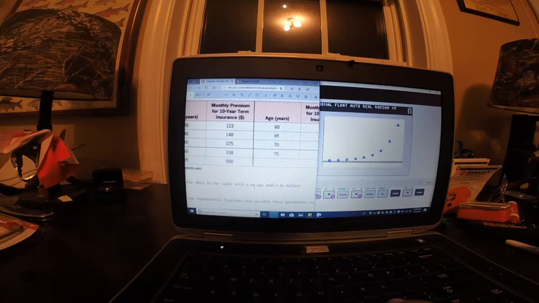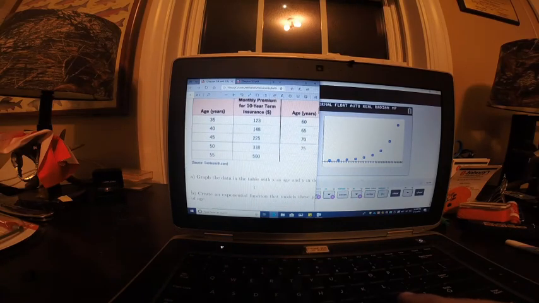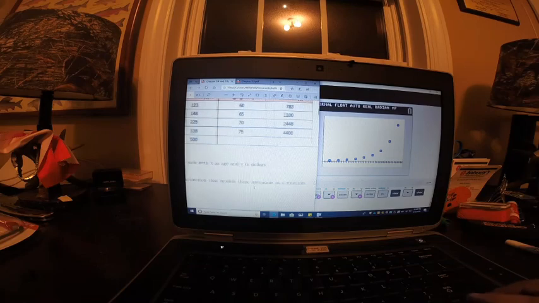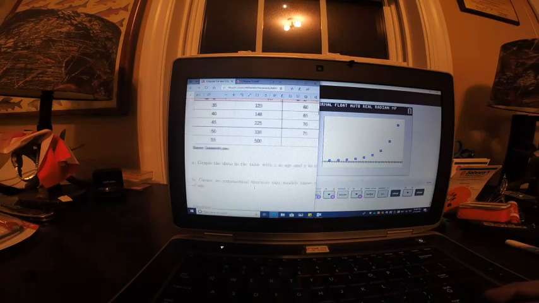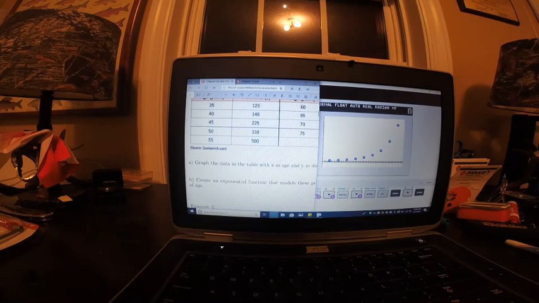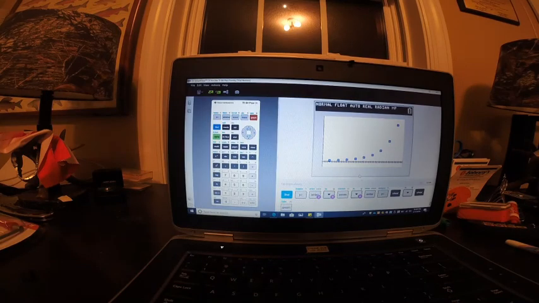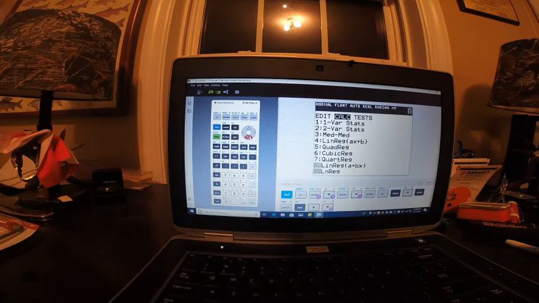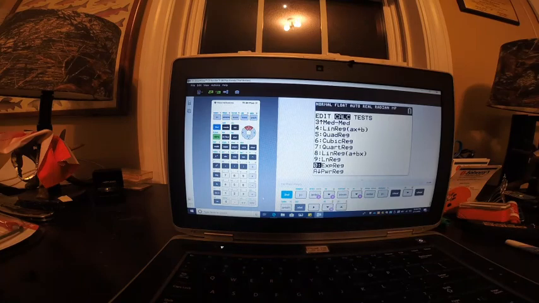So if we go back to the question, it says create an exponential function that models these premiums as a function of age. So we're creating an exponential function. So what we're going to do is hit the stat button, hit calculate, scroll down to exponential regression, EXPREG, and hit enter.